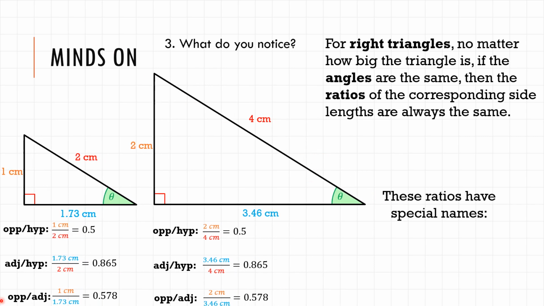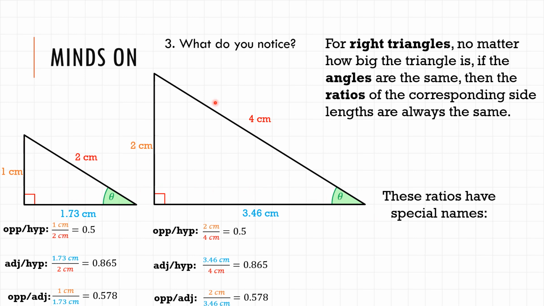So what do you notice about these two? Well, for similar right triangles, no matter how big the triangles are, if the angles are the same, so if those triangles are similar, then the ratios of the corresponding side lengths are always going to be the same. So if I'm choosing this angle, and this is very important, I can't choose this angle on this triangle and this angle on this triangle. I have to choose the same angle in both triangles.